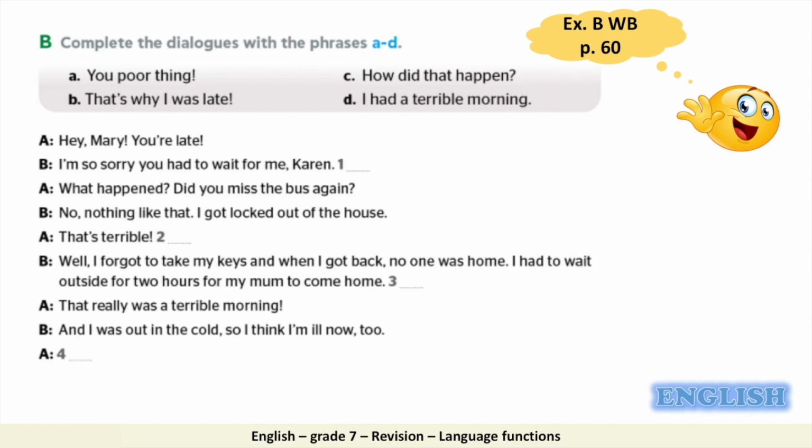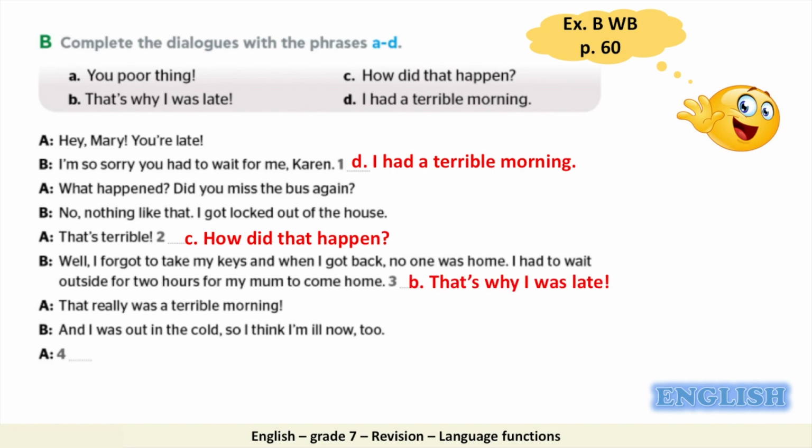Hey Mary, you're late. I'm so sorry you had to wait for me, Karen. I had a terrible morning. What happened? Did you miss the bus again? No, nothing like that. I got locked out of the house. That's terrible. How did that happen? Well, I forgot to take my keys, and when I got back, no one was home. I had to wait outside for 2 hours for my mom to come home. That's why I was late. That really was a terrible morning. And I was out in the cold, so I think I'm ill now too. You poor thing.